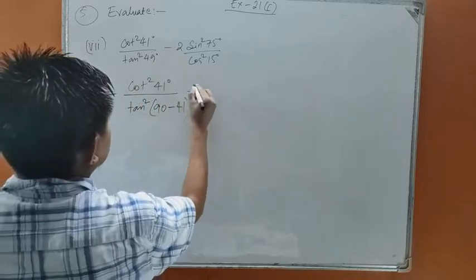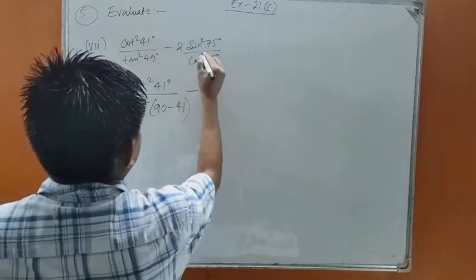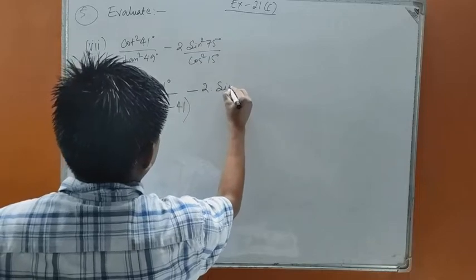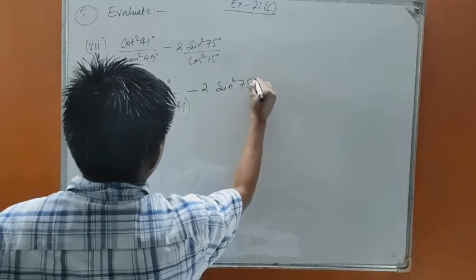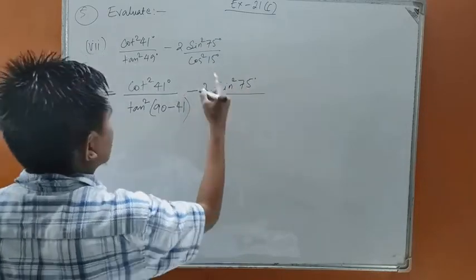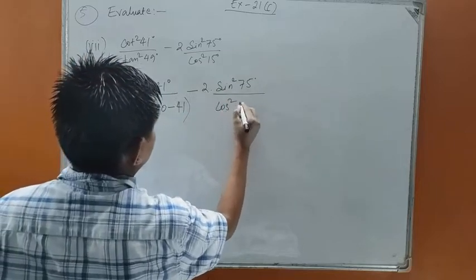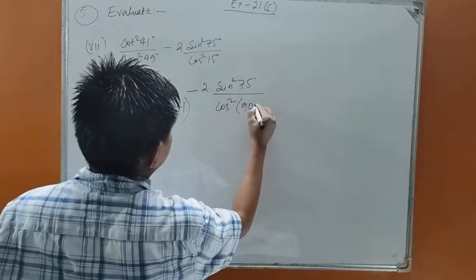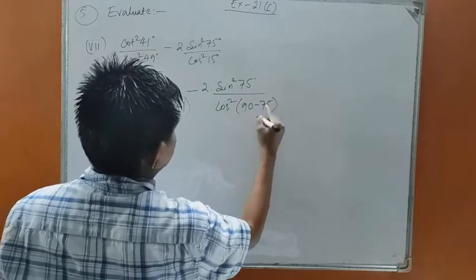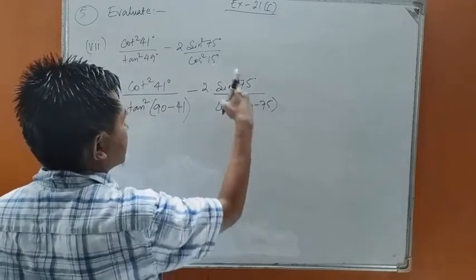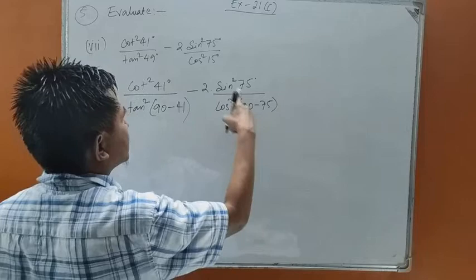So this is minus, and here we have 2 sine square 75 whole upon cos square 15. Cos square 15 can be written as 90 minus 75. 90 minus 75 is 15.